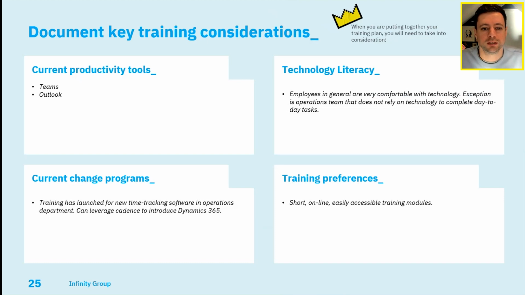So use this template, fill in these boxes, because these are the key things to consider. So what tools are they using at the moment? How technically literate are those audiences, and that might be different in different teams. But if you've got people that are comfortable with technology, then lean on them to be your champions.